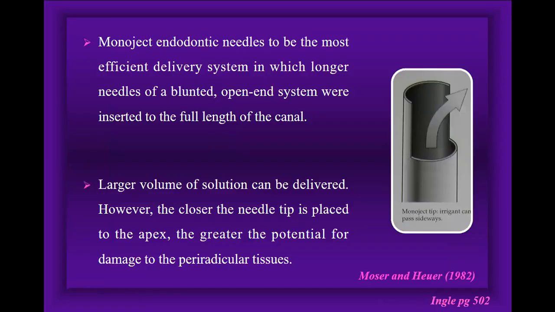Irrigant passes sideways. Monojet endodontic needles are considered the most efficient delivery systems, in which longer needles with a blunted open-end system were inserted to the full length of the canal. A larger volume of the solution can be delivered. However, the closer the needle tip is placed to the apex, the greater the potential for damage to the periapical tissue.